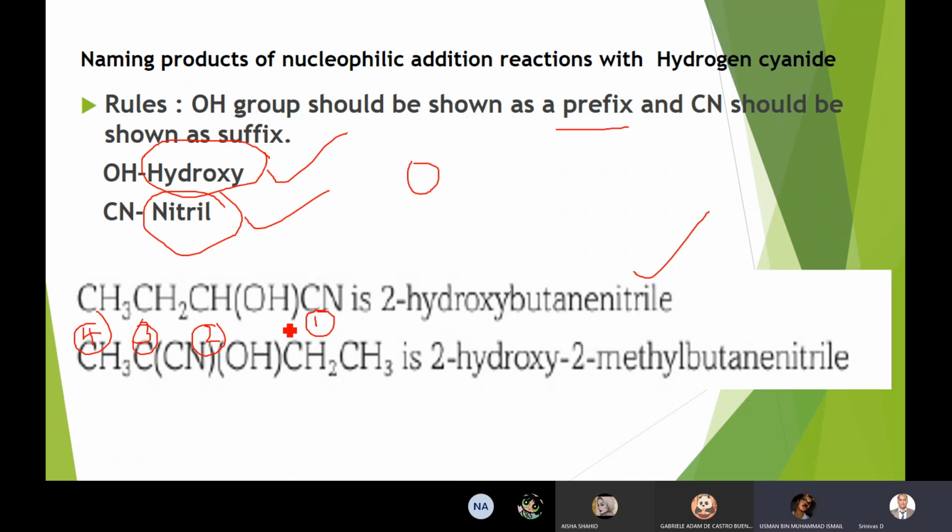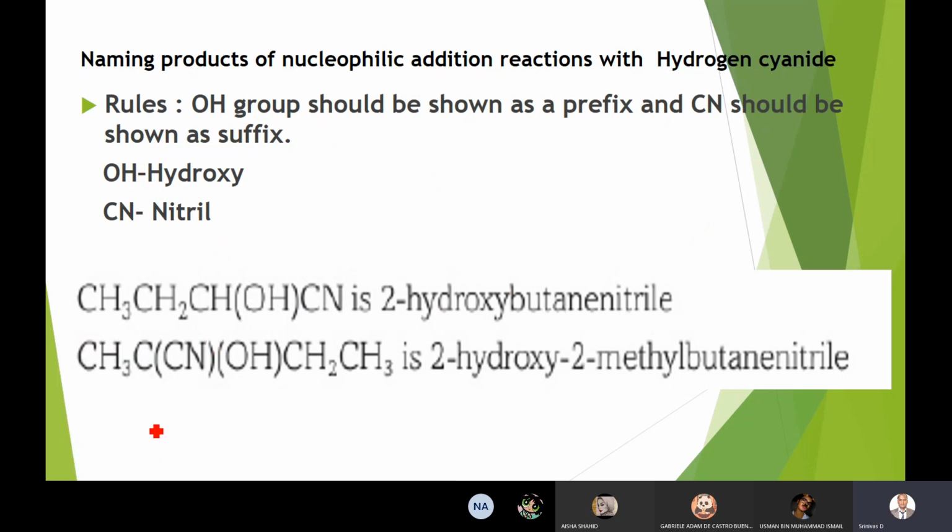Now, if you write the displayed formula for this compound, you will understand that on the second carbon, an OH group is present. Hence 2. If OH is present, it is hydroxy, you need not give any gap. Then the total length of the chain is 4. Then it has a CN group, so nitrile. So 2-hydroxybutane nitrile. Any questions? 2-hydroxybutane nitrile. These two simple rules you just keep in mind, then it's easy to understand.